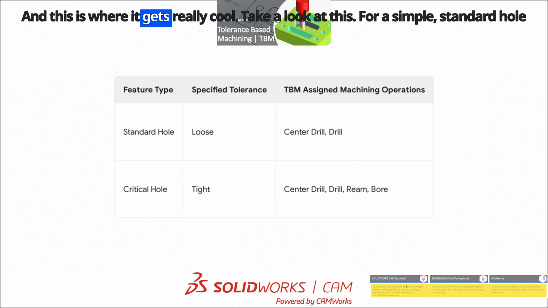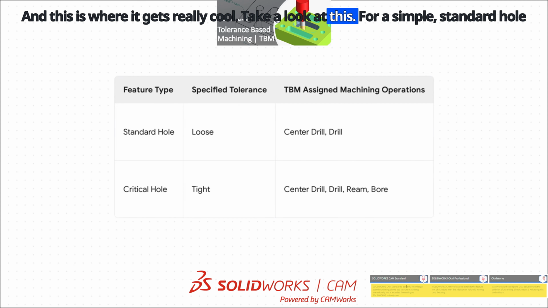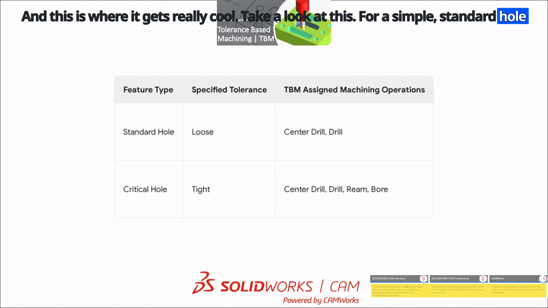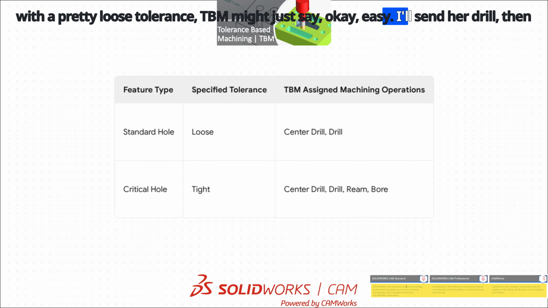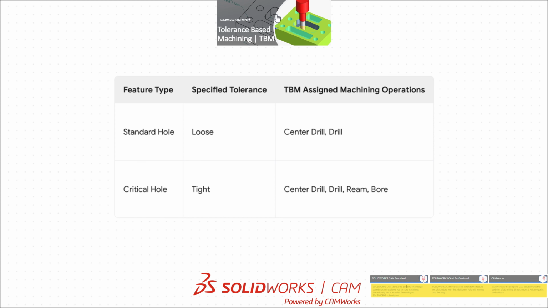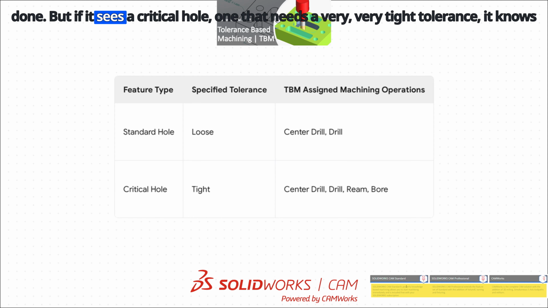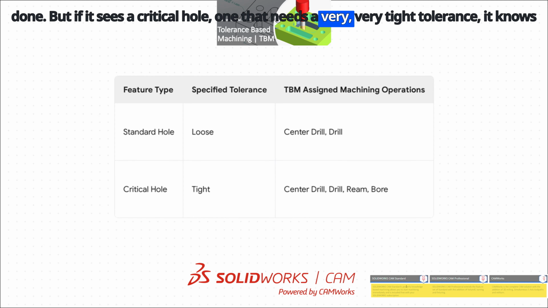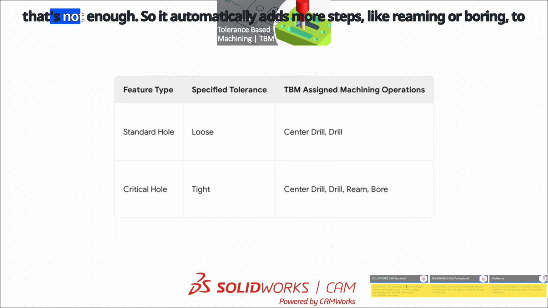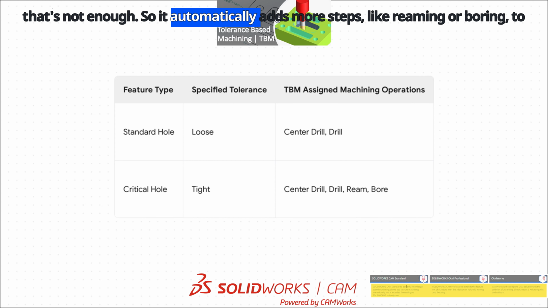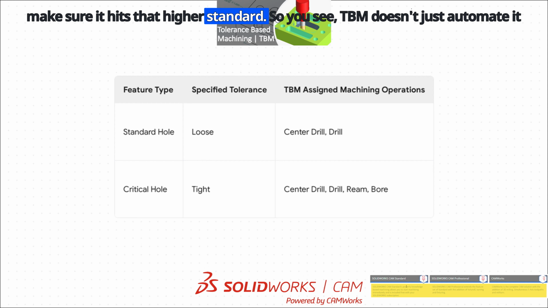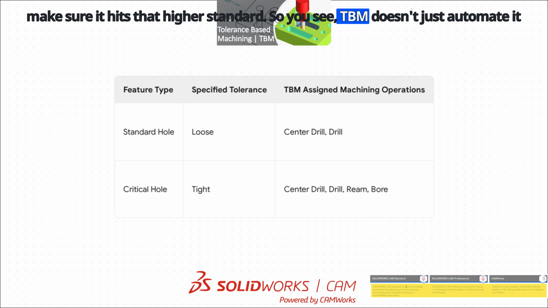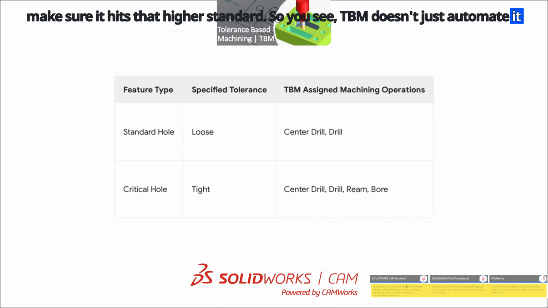And this is where it gets really cool. Take a look at this. For a simple, standard hole with a pretty loose tolerance, TBM might just say, okay, easy. We'll center drill, then drill, done. But if it sees a critical hole, one that needs a very, very tight tolerance, it knows that's not enough. So it automatically adds more steps, like reaming or boring, to make sure it hits that higher standard. So you see, TBM doesn't just automate, it optimizes.